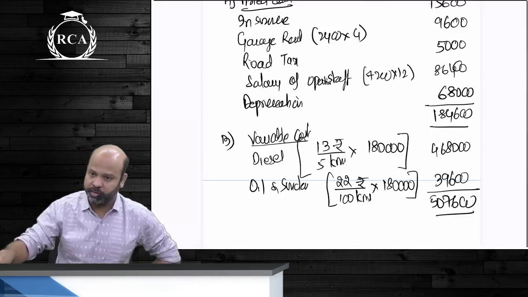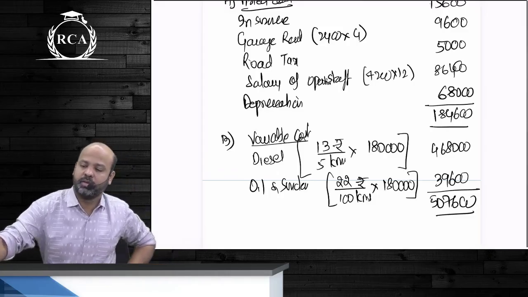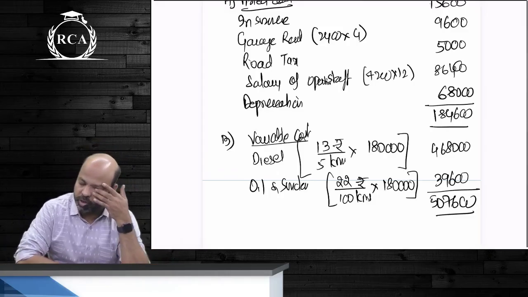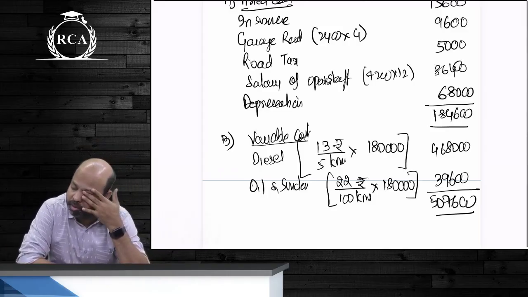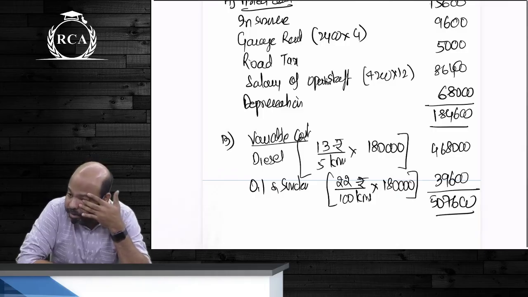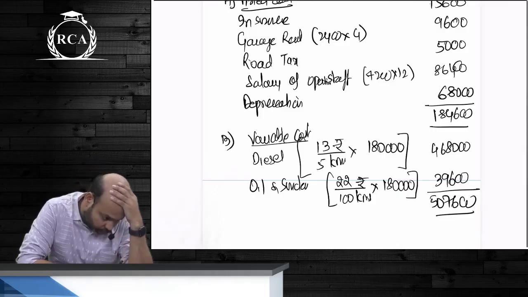First total cost divided by total passenger kilometers. Got it? Once you get cost per passenger kilometer, you can divide that by 0.53 to get fare per passenger kilometer. And then you can multiply that by 30 kilometers to get one-way fare.